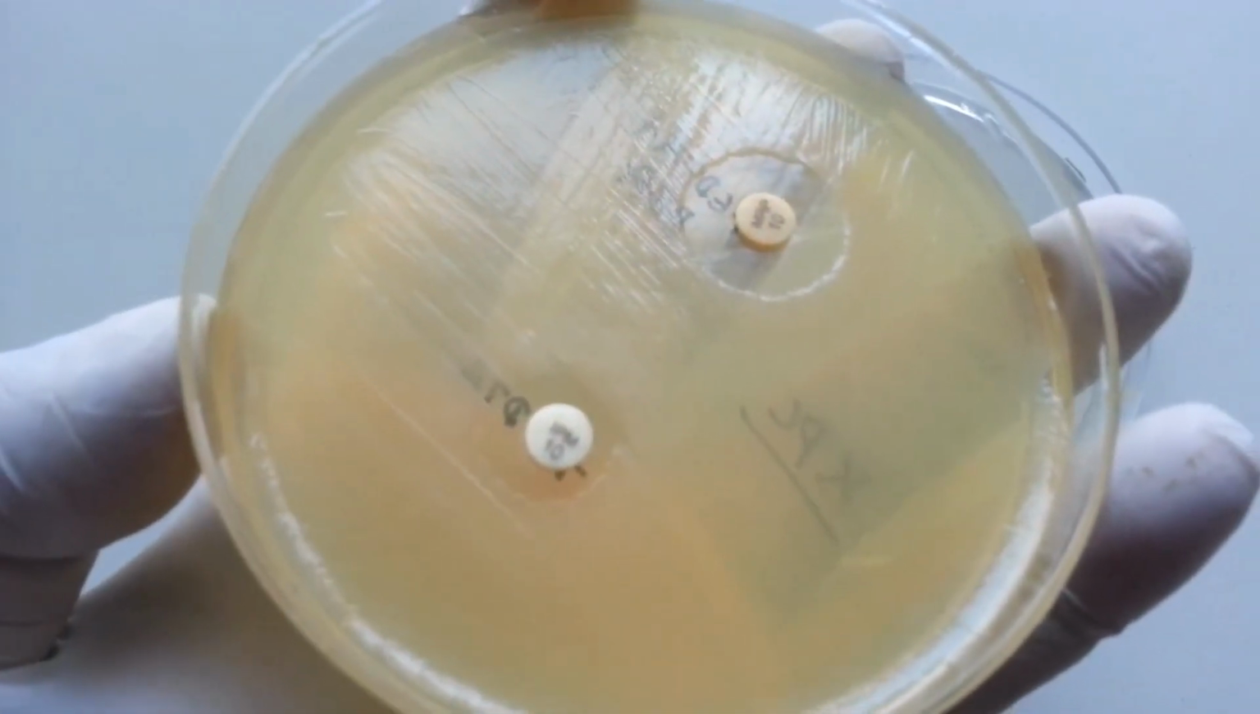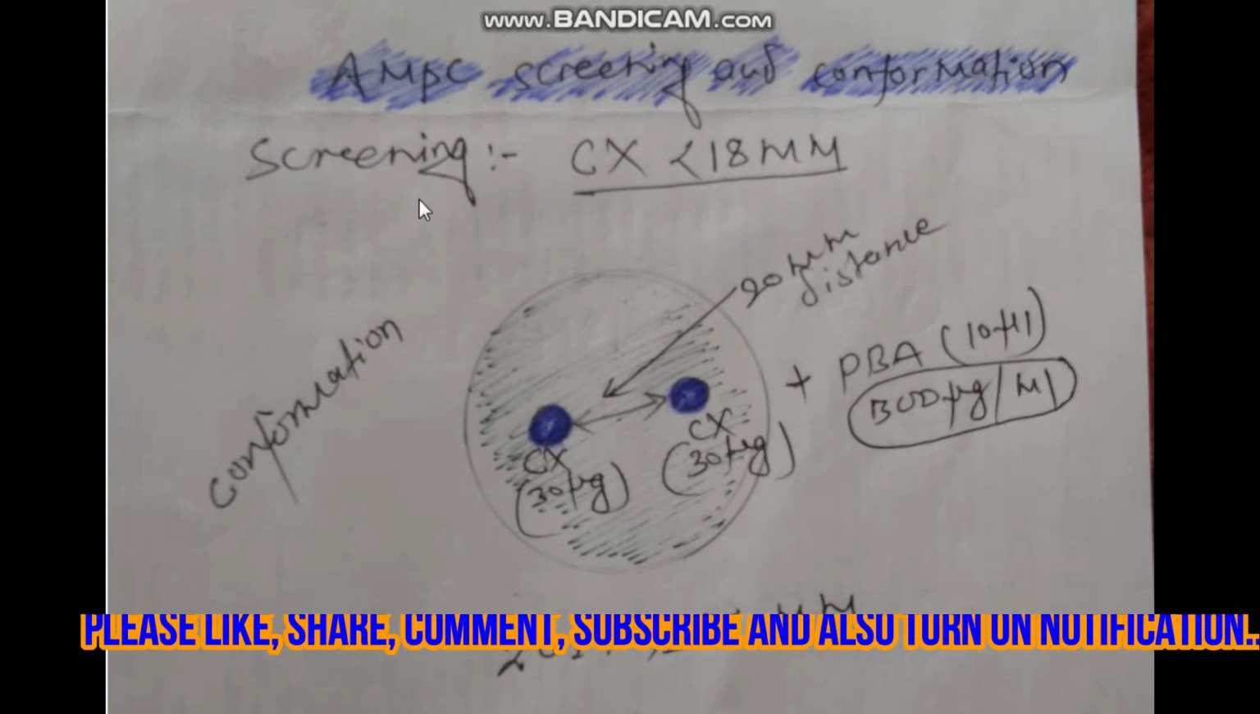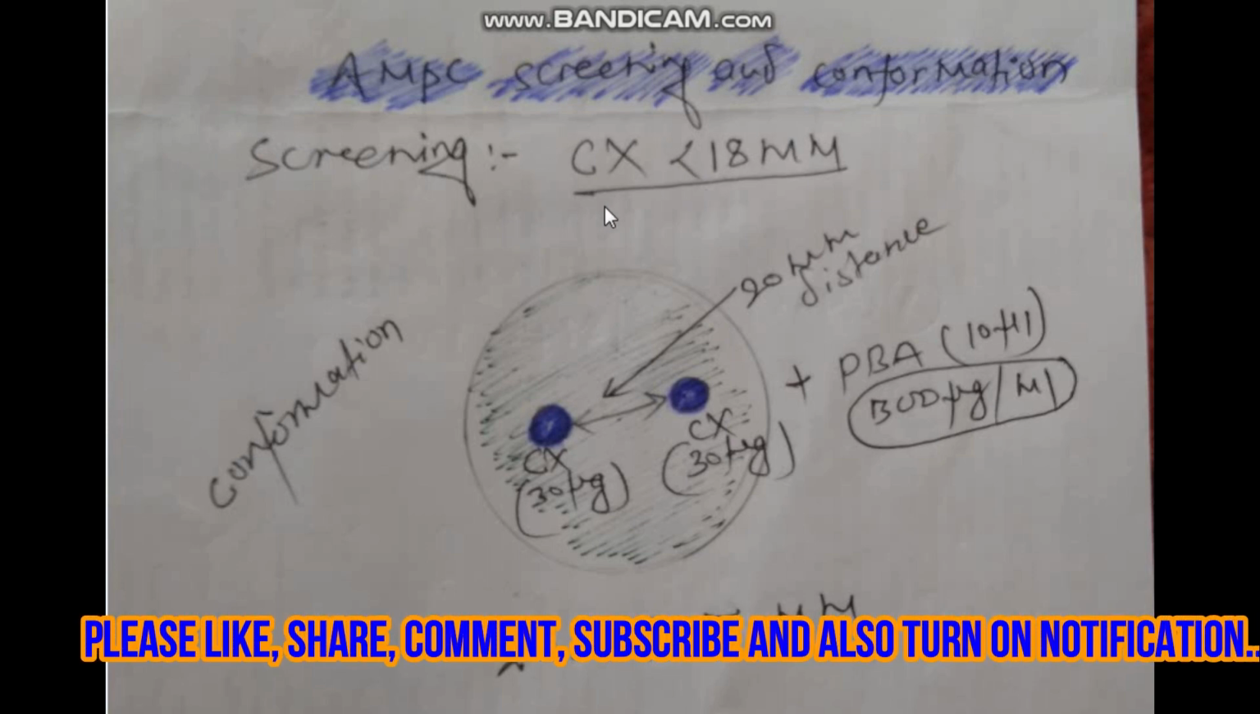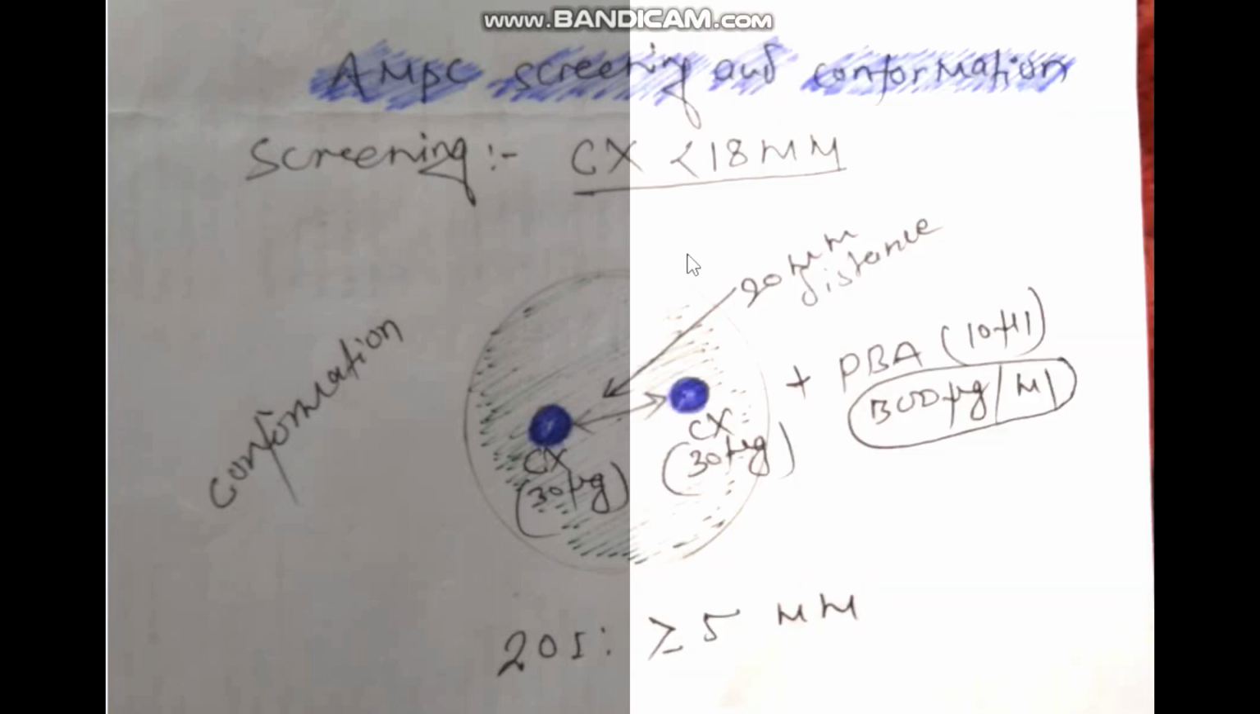Now about Ampicillinase screening and confirmation. How to screen? It is very simple. If cefoxitin zone of inhibition is less than 18 mm, then there is a chance of AmpC, and it will be confirmed by this way.